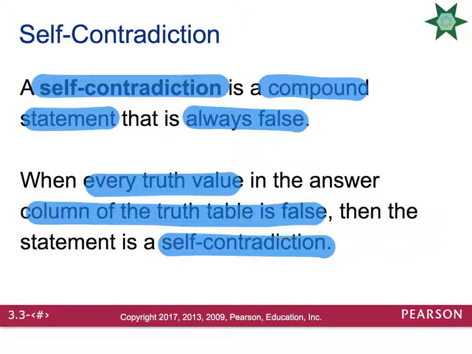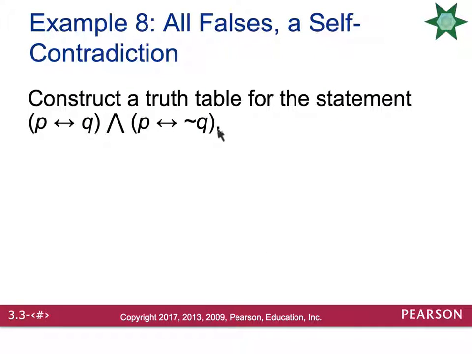So we would have to get all falses to get a self-contradiction. If we get one true, it's not a self-contradiction. So if there is a case where it's true, then it's not a self-contradiction. So with the self-contradiction, we say it's false in every possible case. So as an example, let's look at this statement. P if and only if Q, and P if and only if not Q.